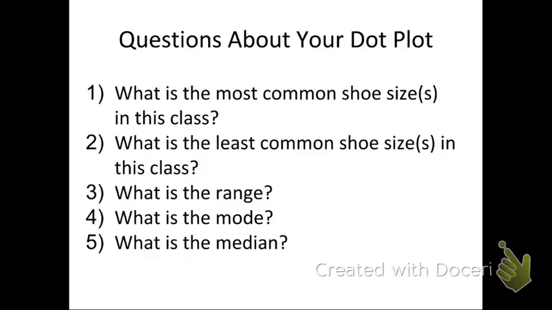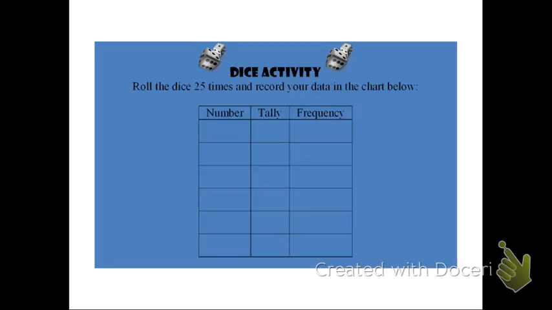So we're done with that. So in just a minute, you're going to do this activity involving some dice. You're going to work with a partner, and you're going to do it together, but you're each going to make your own dot plot. Okay? So you're going to get a piece of paper that looks like this, and it says, roll the dice how many times? 25 times, and record your data in the chart below. So the data we're going to record is going to look like this.